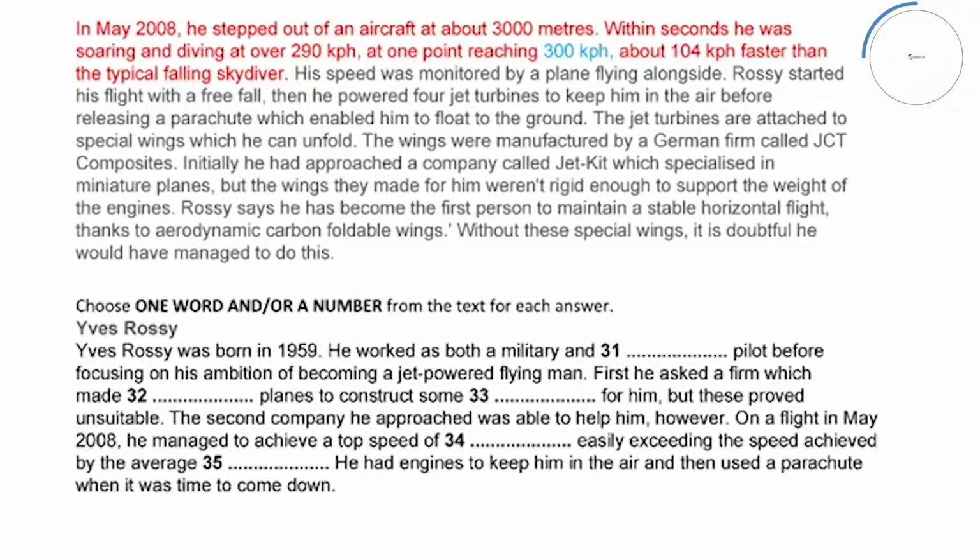So in May 2008, let's read the paragraph. In May 2008 he stepped out of an aircraft at about 3,000 meters. Within seconds he was soaring and diving at over 290 km per hour, at one point reaching 300 km per hour, about 104 km per hour faster than the typical falling skydiver. So the answer is 300 km per hour.